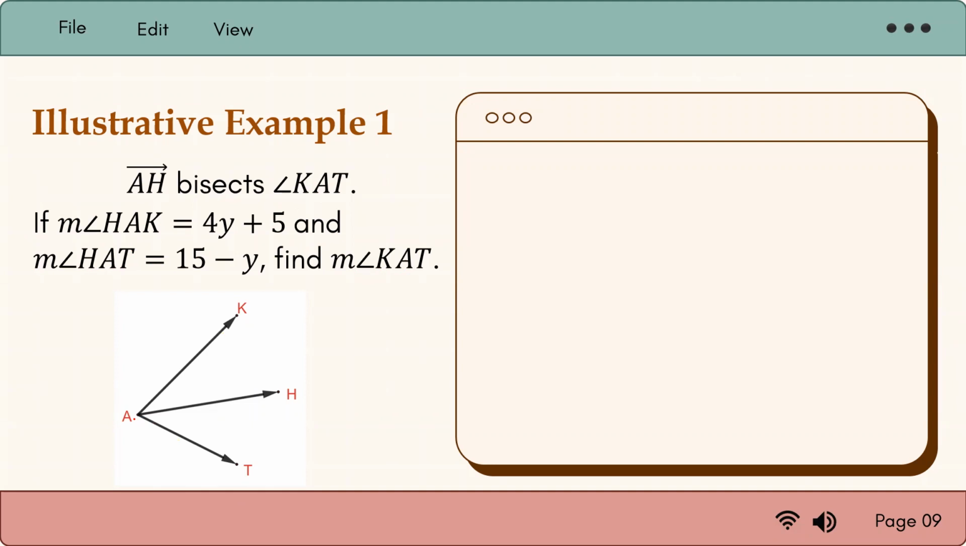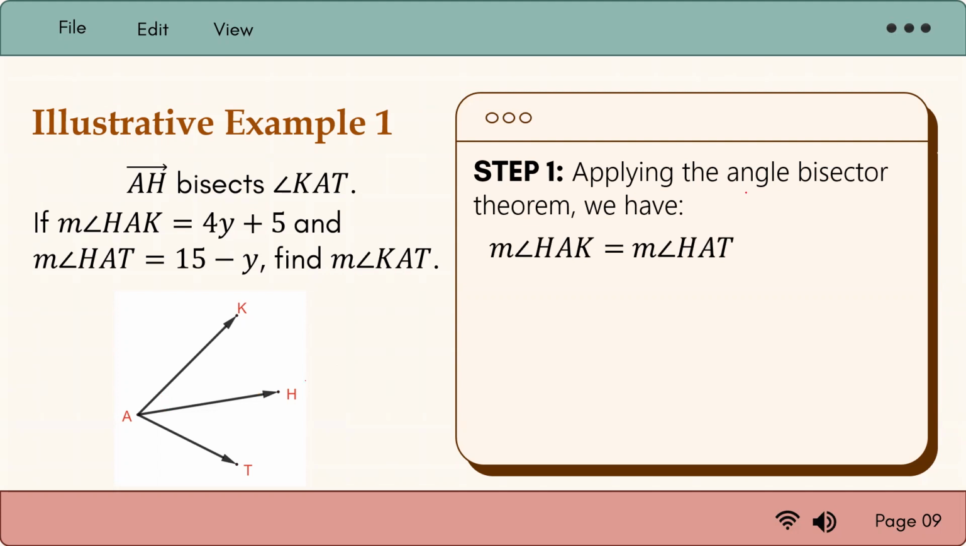So this is the ray AH. It bisects this bigger angle. The keyword there is bisects, so take note of that. First, we need to solve for the degree measure of the smaller angles in order to get the degree measure of angle KAT. All right, so applying the angle bisector theorem, the best statement that I can use is that it bisects.